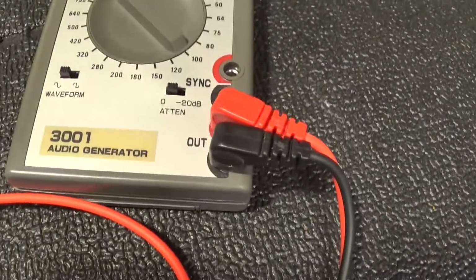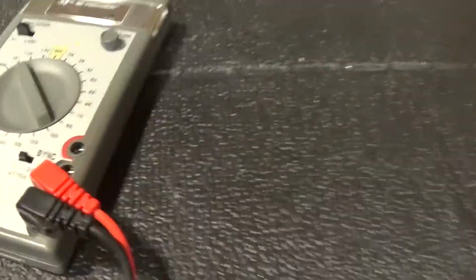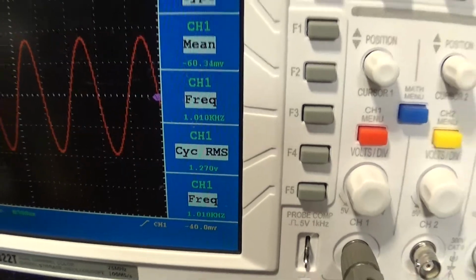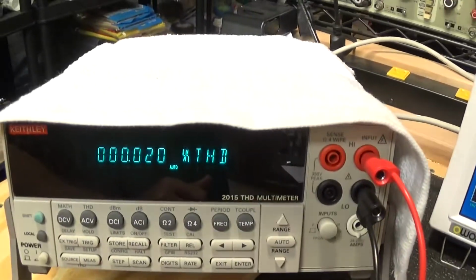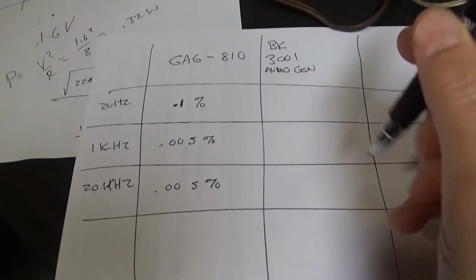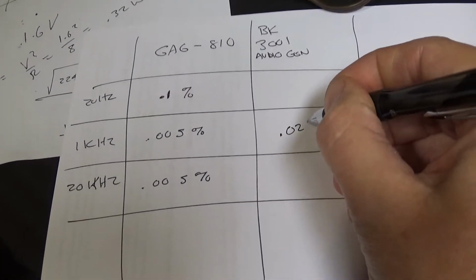So now let's look at the BK audio generator, the 3001, and I'm set at 1K, and there's our screen, and we're at 1K. The output is 1.2 volts. This doesn't generate more than about 2 volts, and we're looking at 0.02. All right, 0.02%.